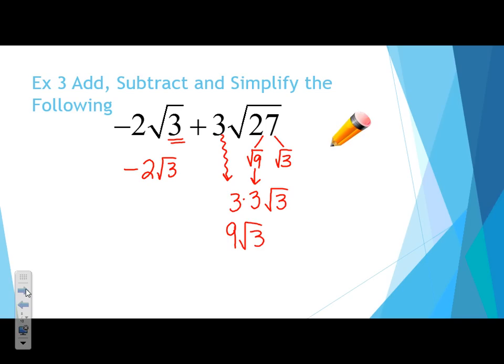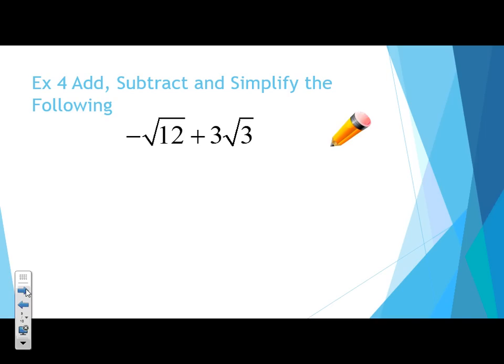So if I drop down the rest of the problem here, put my plus sign back in, put the negative 2 square roots of 3 in front, now by simplifying, I have made like terms. Negative 2 square roots of 3 plus 9 square roots of 3 makes 7 square roots of 3. So 7 square roots of 3 is my final simplified answer.